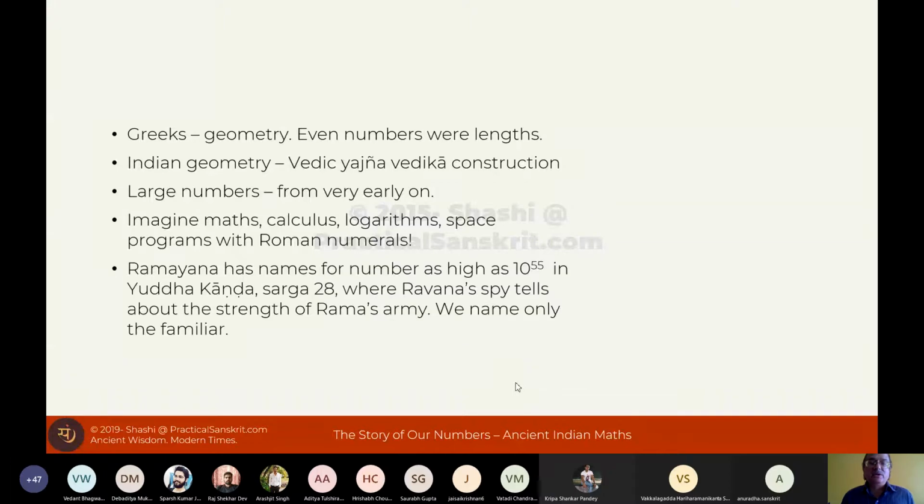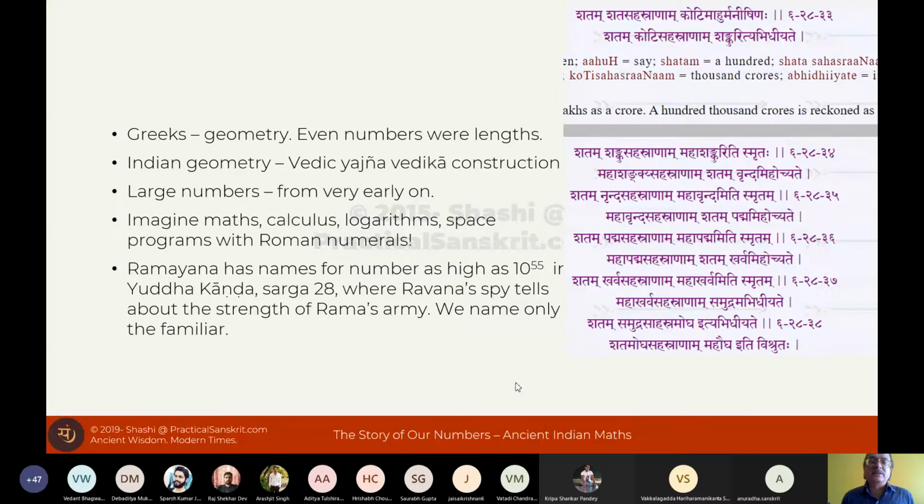The Ramayana has names for numbers as high as 10 power 55, and it occurs in Yuddha Kanda, Sarg 28, when Ravan has sent a spy to find out about the enemy. The spy comes back and says, you see that guy, he is the one who came earlier and burnt our Lanka. You see that guy, he is his brother. You see that guy, he is the commander-in-chief, and all that. And then he mentions these names. All these names start from 100, then 100,000, which is a lakh, then 100 lakhs is a crore, like that. It keeps going all the way till 10 power 55.